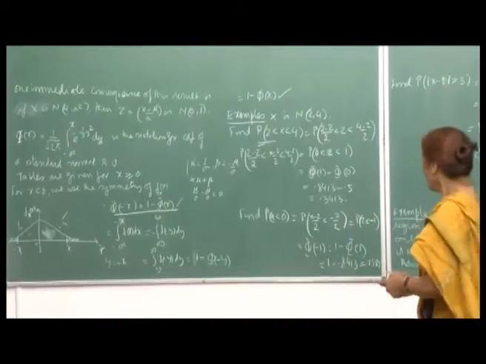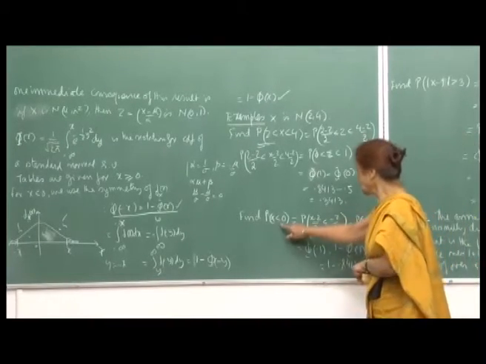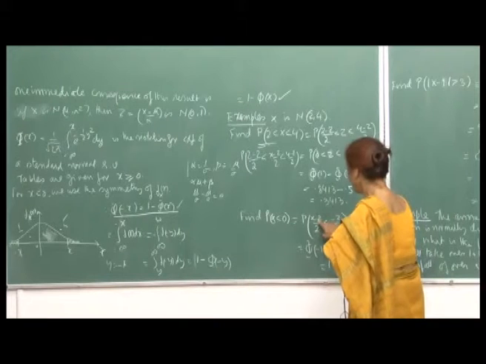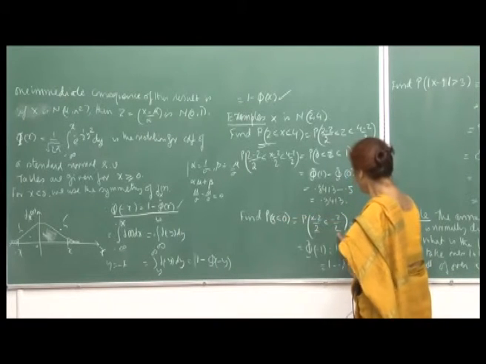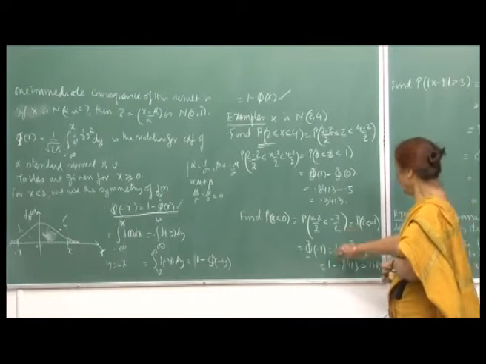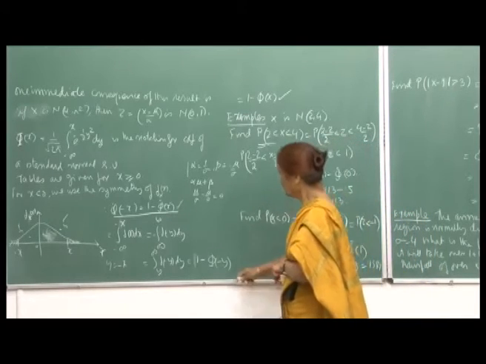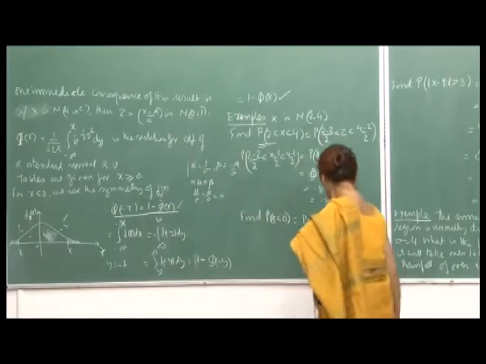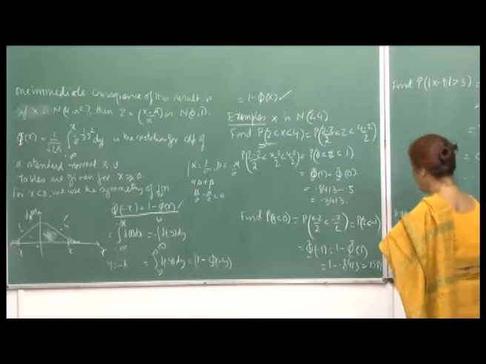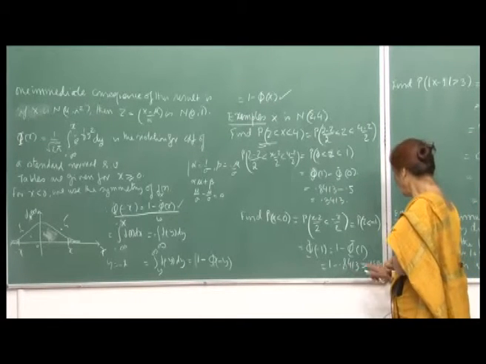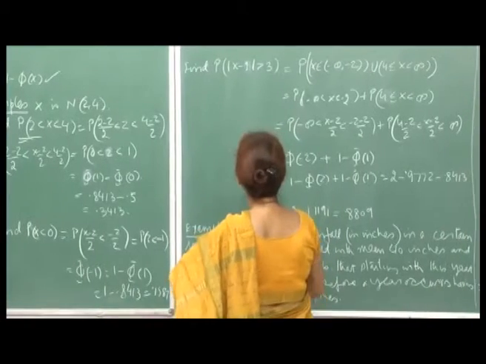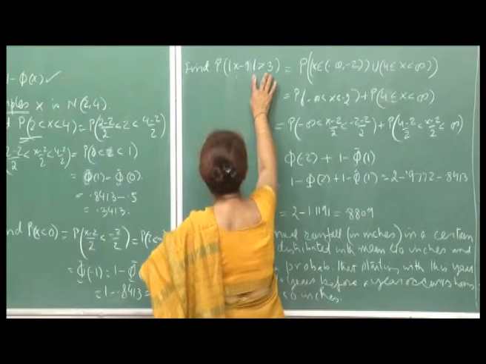normal variate. Then again, find the probability x less than 0 for this variable. Here again I make the transformation: (x minus 2) by 2 less than minus 2 by 2. So, this is the probability z less than minus 1, which is phi of minus 1, and then I use this formula. So, phi of minus 1 is 1 minus phi 1. Phi 1 I already know is 0.8413. So, this is 1 minus 0.8413, which is 0.1587.